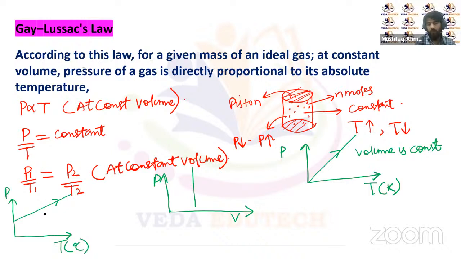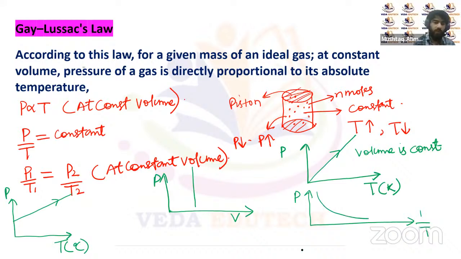Pressure versus 1 upon temperature. Now we know that P by T is a constant, right? Then pressure versus 1 upon temperature will be a hyperbolic graph, hyperbola in nature. So this will be the nature of the graph between pressure versus reciprocal of the temperature.